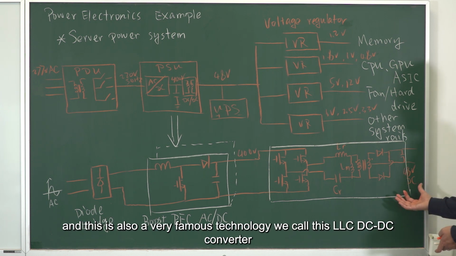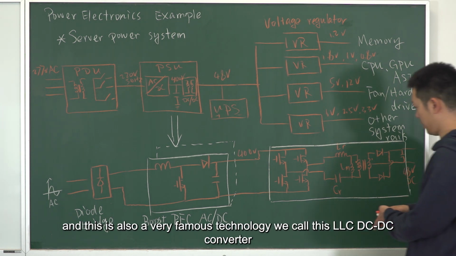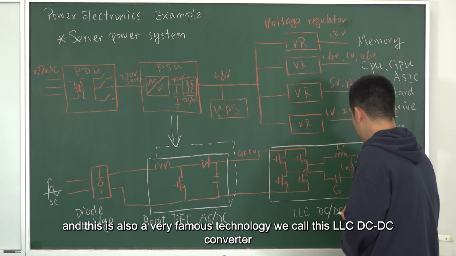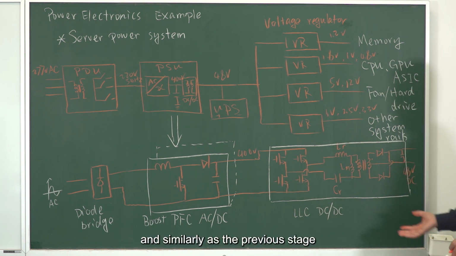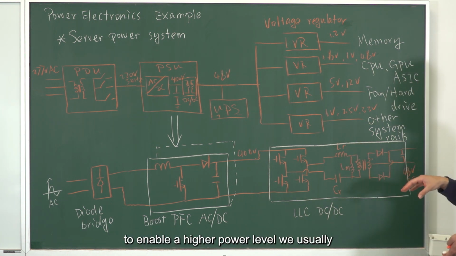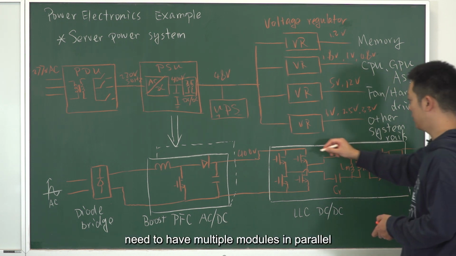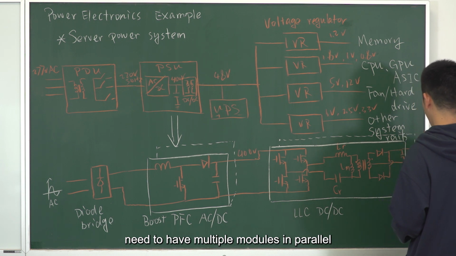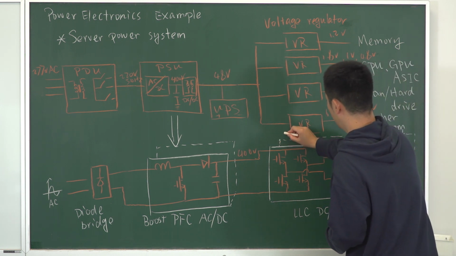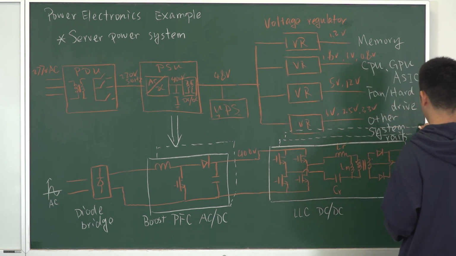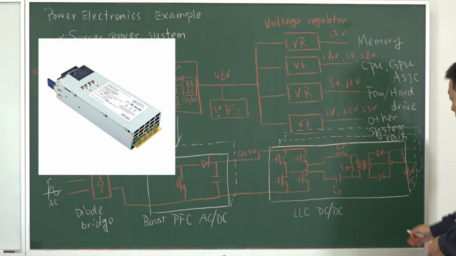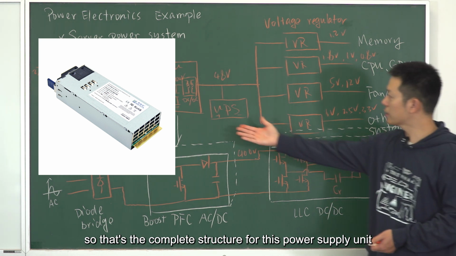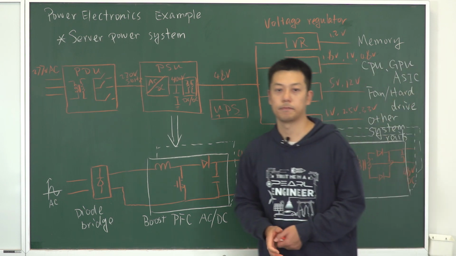And this is also a very famous topology. We call this LLC DC to DC converter. And similarly as the previous stage, to enable a higher power level, we usually need to have multiple modules in parallel. So that's the complete structure for this power supply unit.